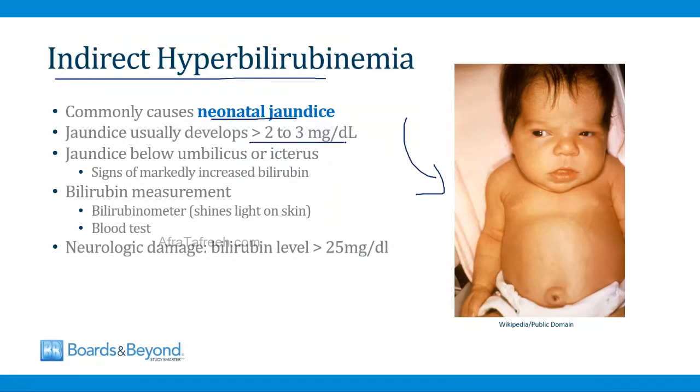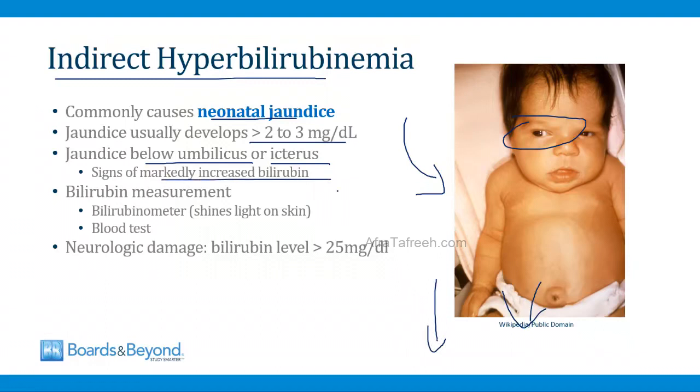And an important distinction in babies with jaundice is whether or not the jaundice occurs below the umbilicus, meaning on the skin of the lower body, and whether or not the jaundice causes icterus, which is yellowing of the eyes. If there is jaundice below the umbilicus, or if the eyes are icteric, that usually means the bilirubin is very high, and that's a sign of a more severe elevation of bilirubin levels.